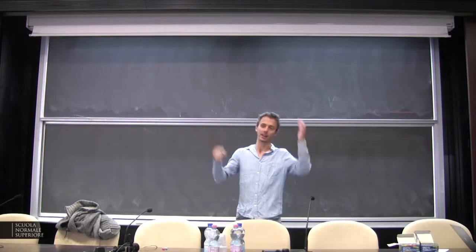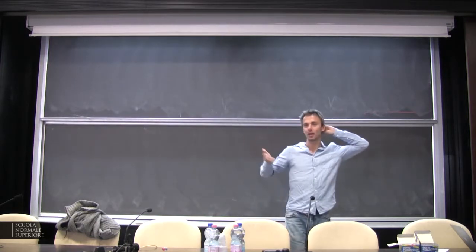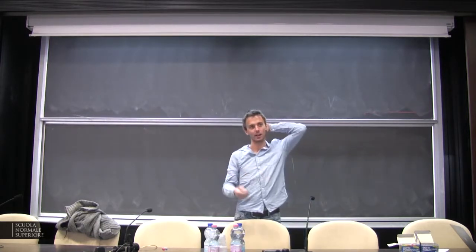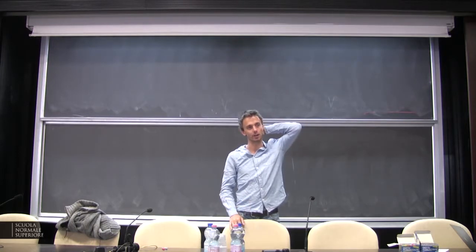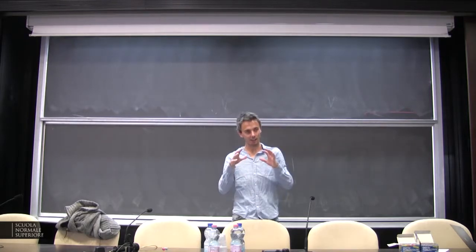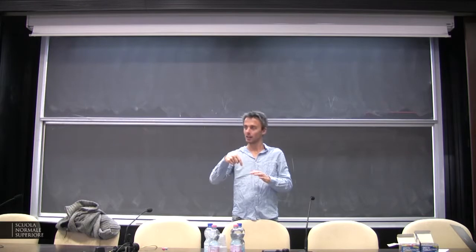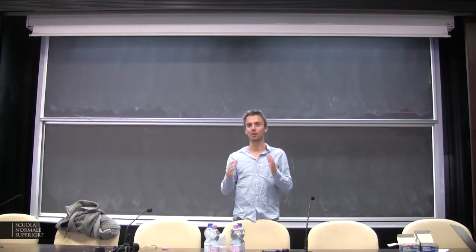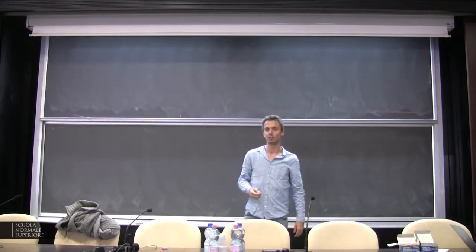You know, in a very simple example of the flag variety, it's equivalent to category O for a complex semi-simple Lie algebra, which is a very subtle category. And so the fact that these things coming from direct images are semi-simple is an extremely non-trivial fact.